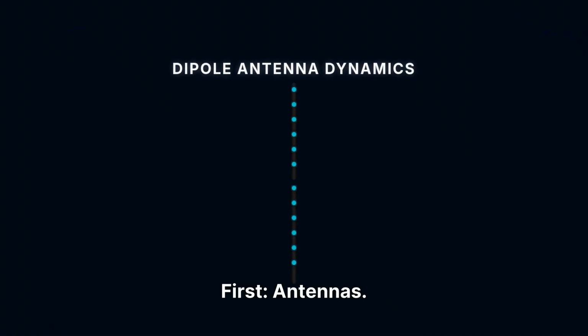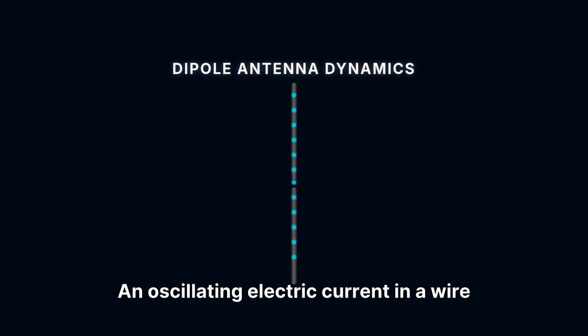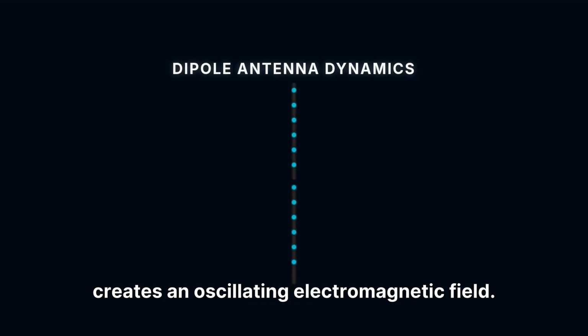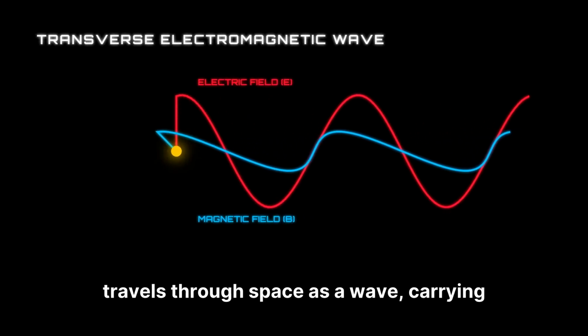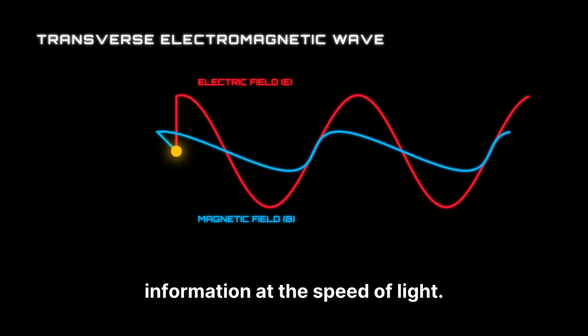First, antennas. They are the bridge. An oscillating electric current in a wire creates an oscillating electromagnetic field. This field detaches from the antenna and travels through space as a wave, carrying information at the speed of light.